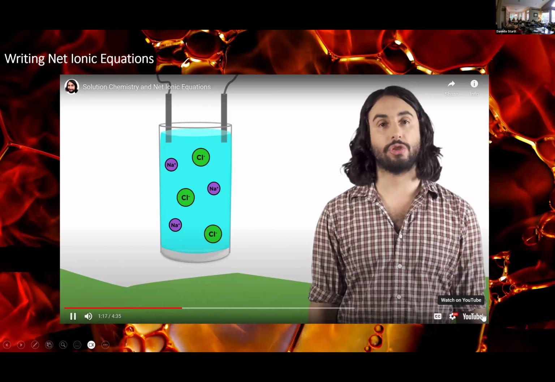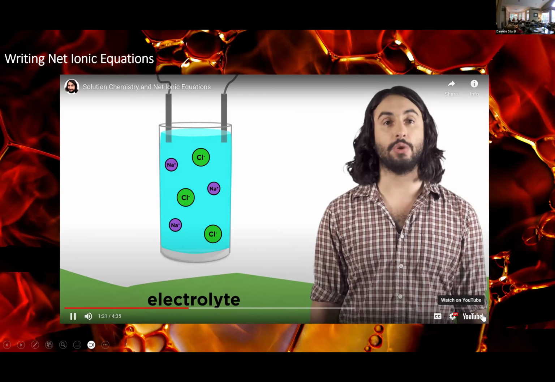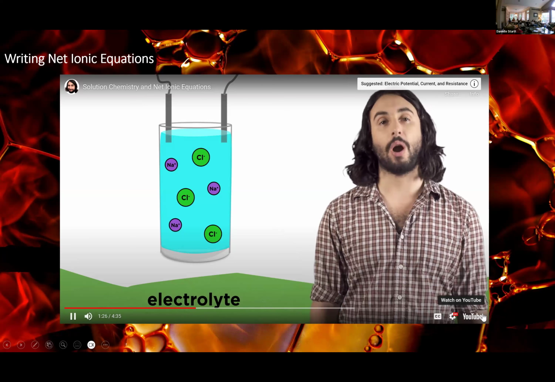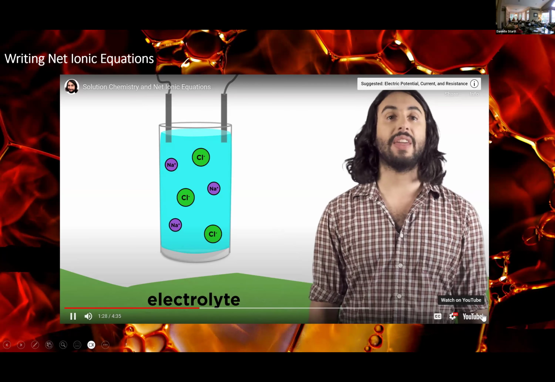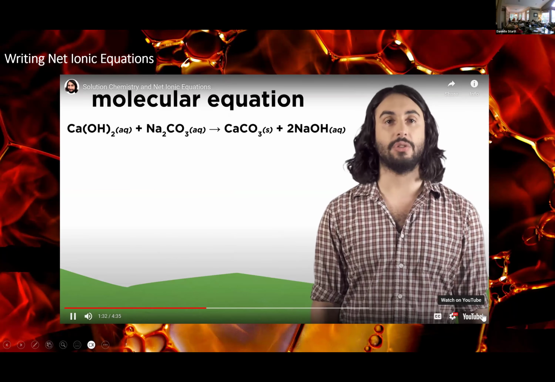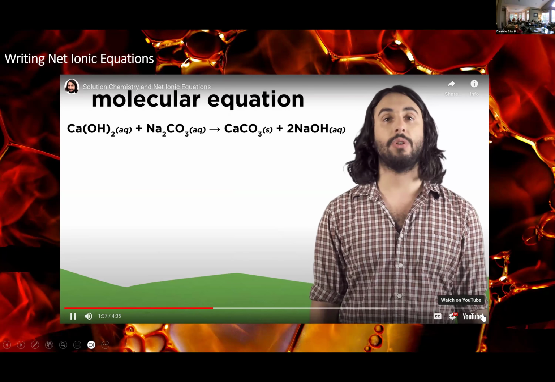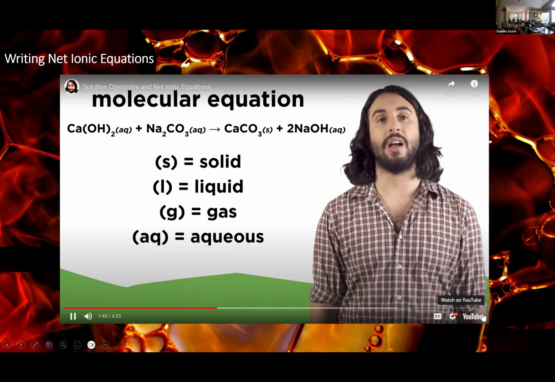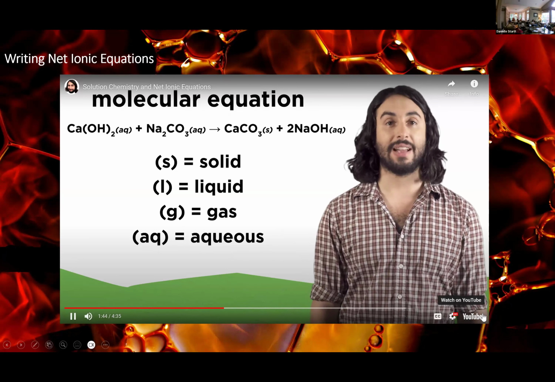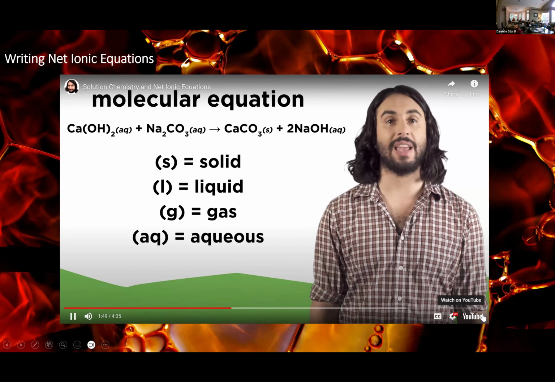Salt water is a strong electrolyte because the formally charged ions in solution can conduct electricity. Weak electrolytes only partially ionize in solution, so they conduct electricity weakly. We can use molecular equations to describe substances that transform in solution, and it will be useful to use subscripts after each compound to show its phase. There's solid, liquid, and gas, and we use the word aqueous to describe ions that dissociate in solution.